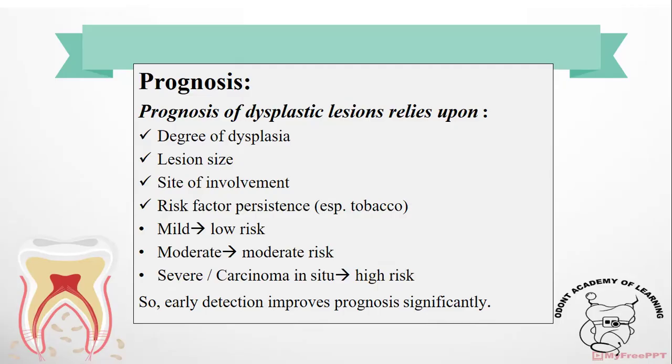So another factor is risk factor persistence. Even if the person continues the habit of smoking or the like, even after knowing that he has contracted some pathology, then if the risk factor is mild, there will be low risk. If the risk factor persistence is moderate, then there will be moderate risk. But if it is severe, then there will be high risk. So early detection helps you to improve the prognosis, because the earlier you detect, the better will be the prognosis in any disease. That is a very fundamental rule for any of the pathosis.